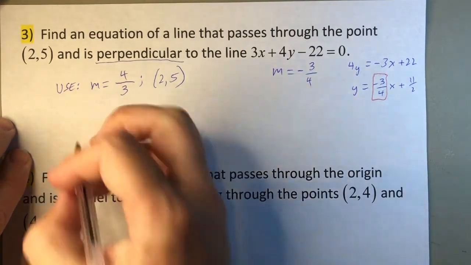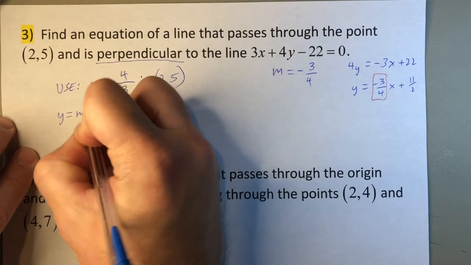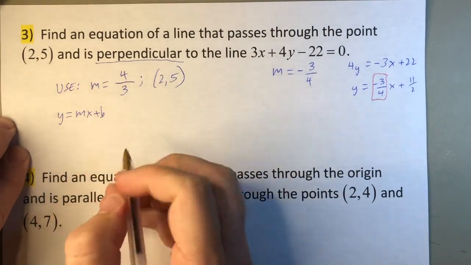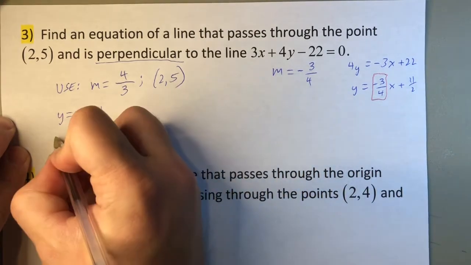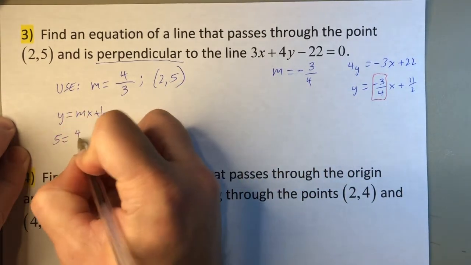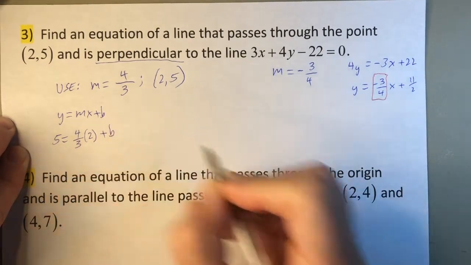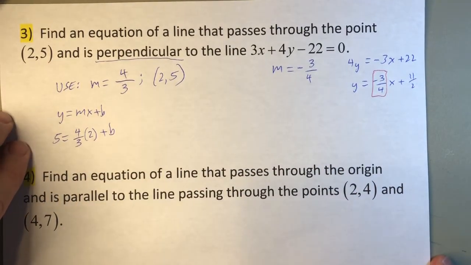Now, again, the way I like to do this is to use y equals mx plus b. I like to use slope-intercept form. So I'm going to plug in what I know: y value 5, slope 4/3, x is 2. Now all I have to do is solve for b.